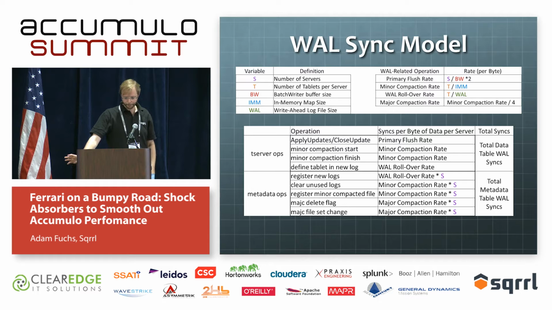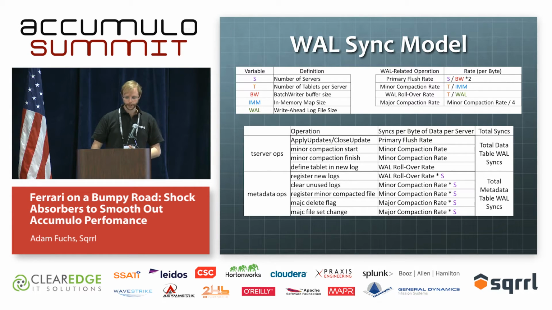There's the in-memory map size, IMM. So that's how much space of key value pairs, across all of the tablets hosted on a tablet server, can I buffer into memory before doing a minor compaction. And then the write-ahead log size, WAL, is how many mutations can I write to the write-ahead log before I have to roll over to a new write-ahead log. Okay, so these things are all represented here.